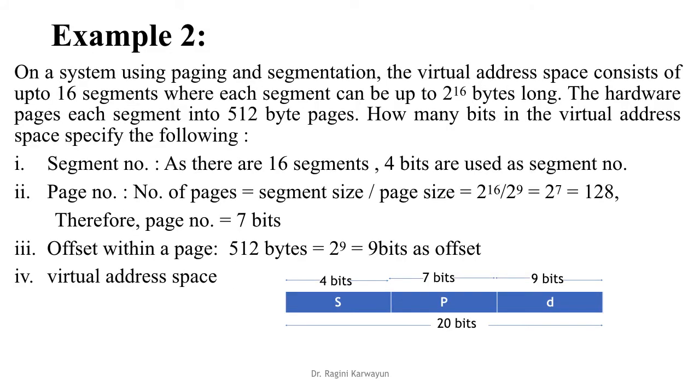Now this is an example of segmentation and paging. On a system using paging and segmentation, the virtual address space consists of up to 16 segments, where each segment can be up to 2 to the power 16 bytes long. The hardware pages each segment into 512 byte pages. How many bits in the virtual address specify the following: segment number. Now we will see what information we can retrieve from this.